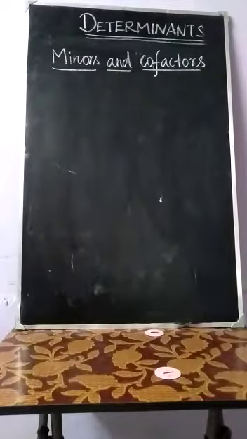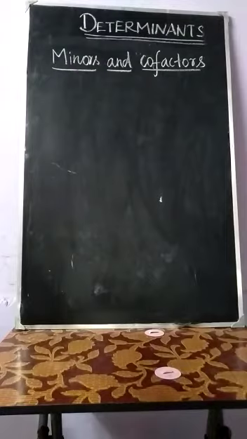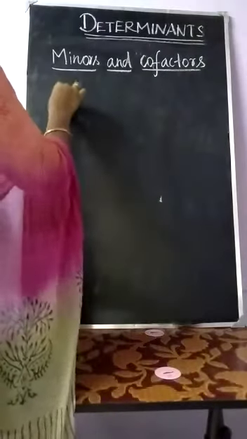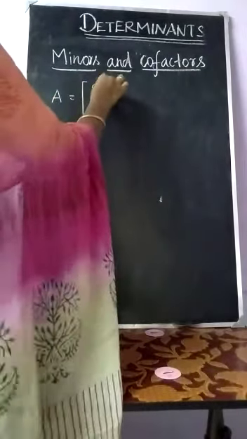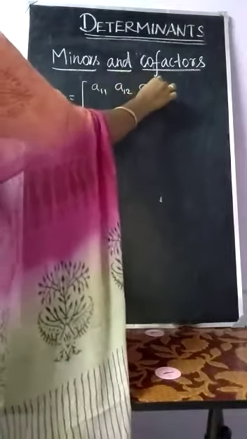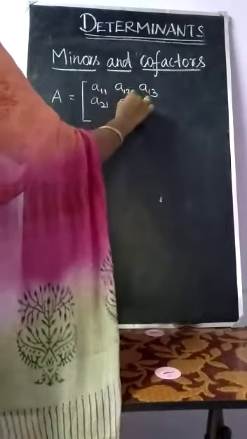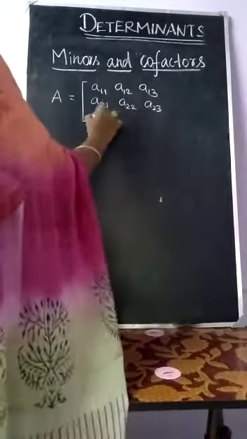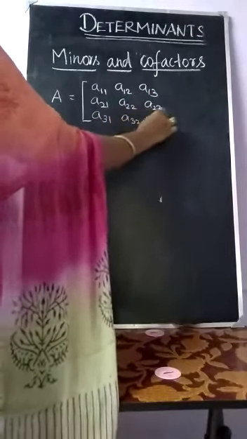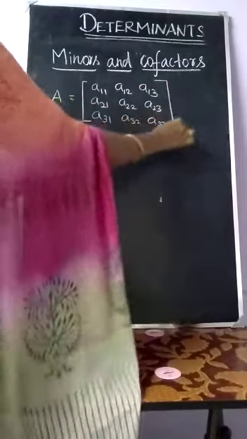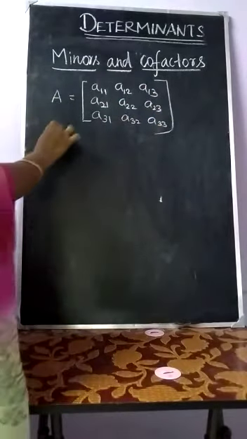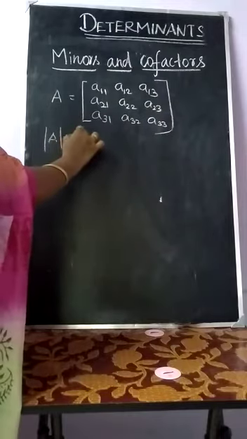Next, very important one: minors and cofactors. Now we shall learn to write the expansion of a determinant in compact form by using minors and cofactors. Suppose we take one matrix, that is A is equal to A11, A12, A13. The second row values A21, A22, A23. Third row values A31, A32, A33. This is actually the matrix formation. Next, we have to calculate the determinant of A.